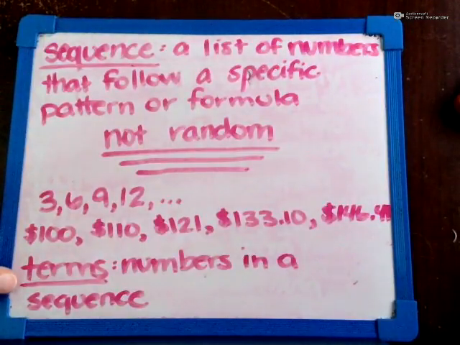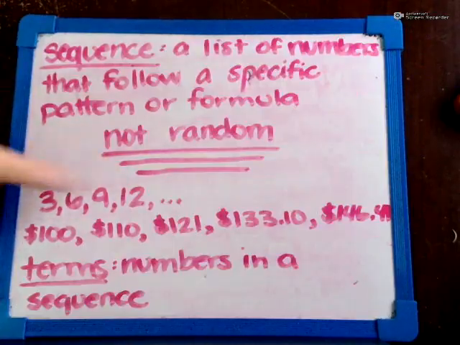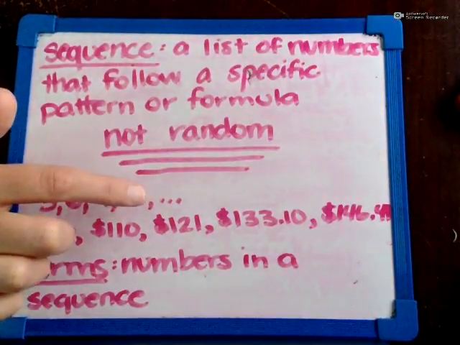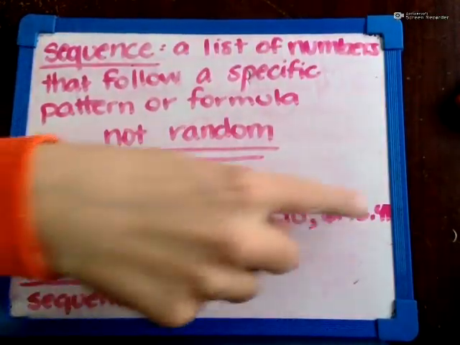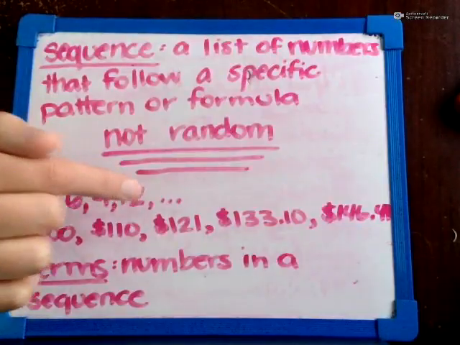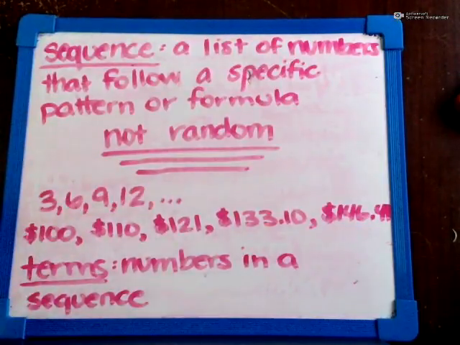Terms are the numbers in a sequence. So 3 is a term, 9 is a term in this sequence. These 3 dots at the end of these sequences, there should be 3 dots over here, but I ran out of room. This is called an ellipsis, and it means that the sequence continues forever. So if you haven't seen that before, that's what that means.